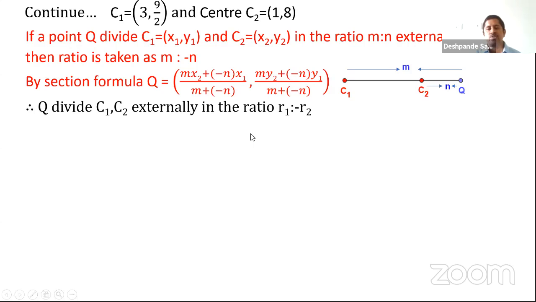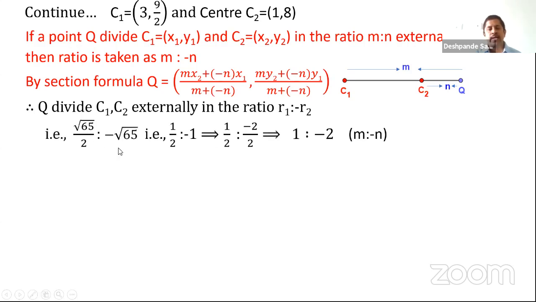So what is R1 is to R2? R1 was root 65 by 2, and R2 is minus root 65. So you got the same term root 65, you can cancel it off here. So you get 1 by 2 is to minus 1. What you have done in your schooling is you wrote this minus 1 as minus 2 divided by 2. Seeing the denominator is same, you have to check the ratio of the numerators. What is the ratio of numerators? 1 is to minus 2. So the ratio in which Q divides C1, C2 externally is 1 is to minus 2.